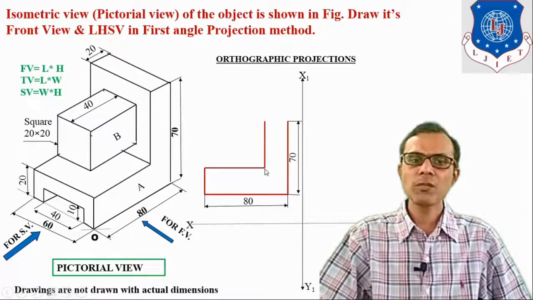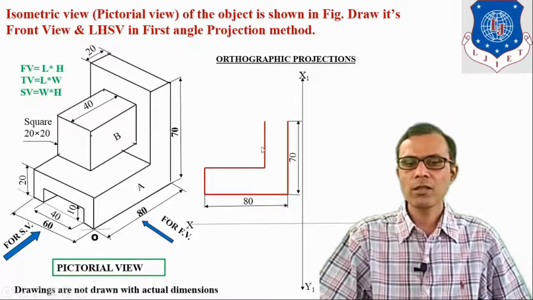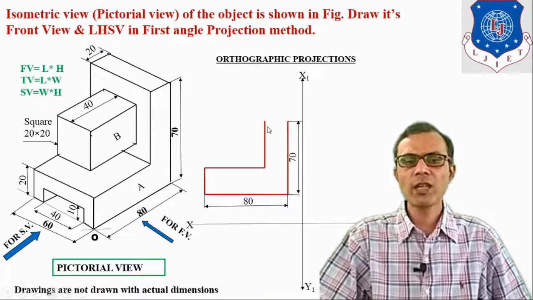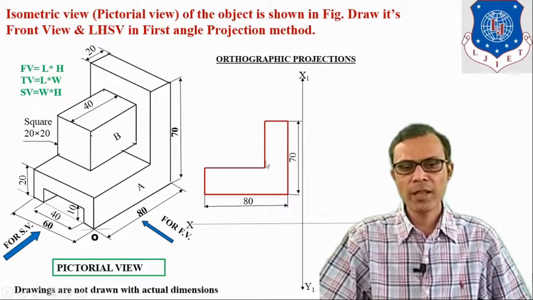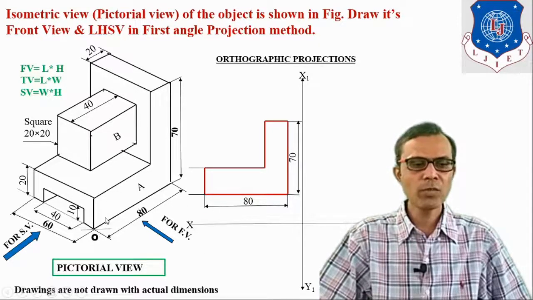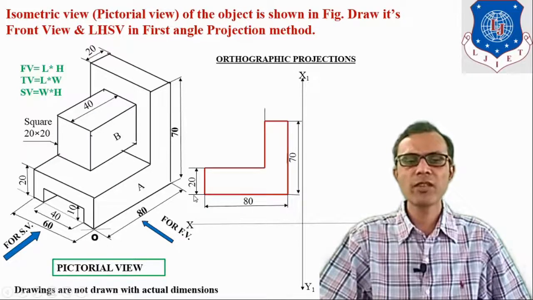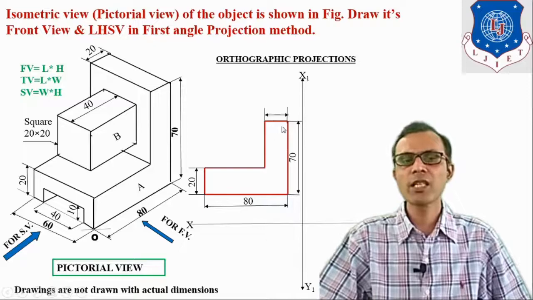From this point, draw a vertical line as drawn here. It is a vertical line up to the total height of 70 mm, and then complete this edge. So this shape is exactly drawn here. Now the height of this step is 20 mm, so write down the dimension 20 mm. The length of this step is 20 mm. This length is 20 mm.